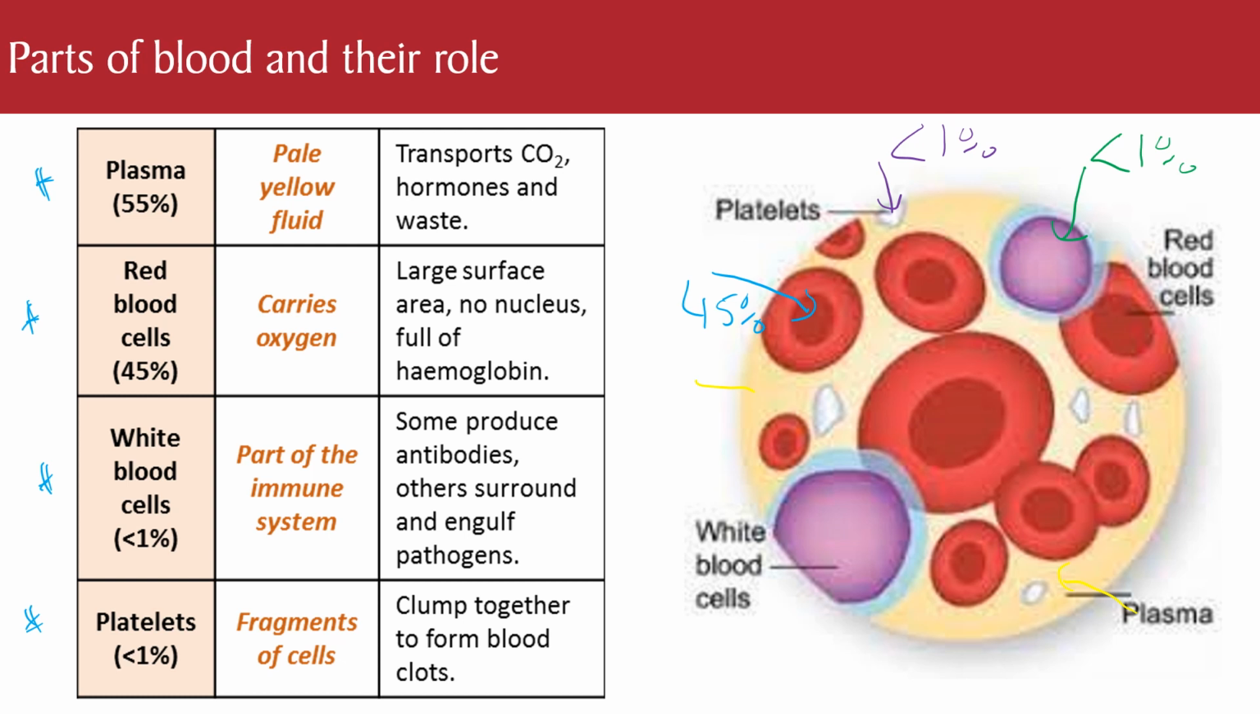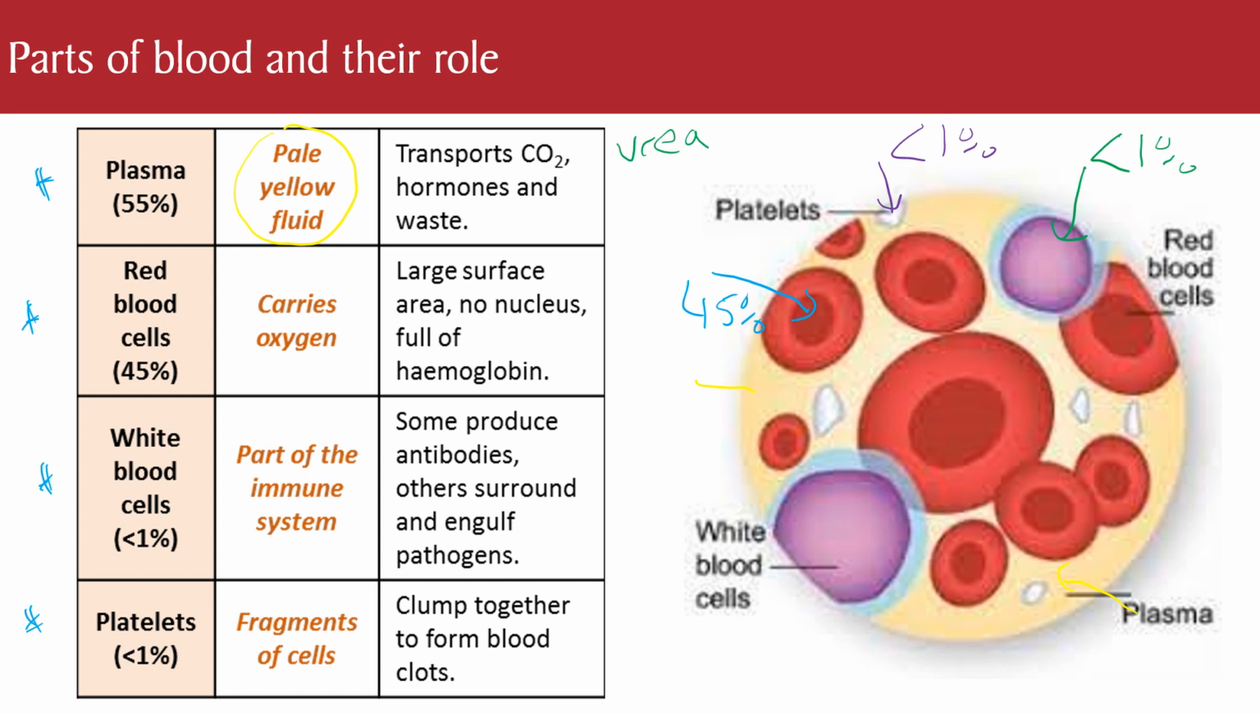Now, if we go through each individual part, if we start with plasma, it's a pale yellow fluid, and that's often yellow because it's got urea in it. I'll just change the color because you can't see that. Urea is one of the waste products of digestion, particularly proteins, and it's the yellow that's in your wee. So the yellow in there is often urea, a yellow waste product that your body is going to filter out and eventually wee out.